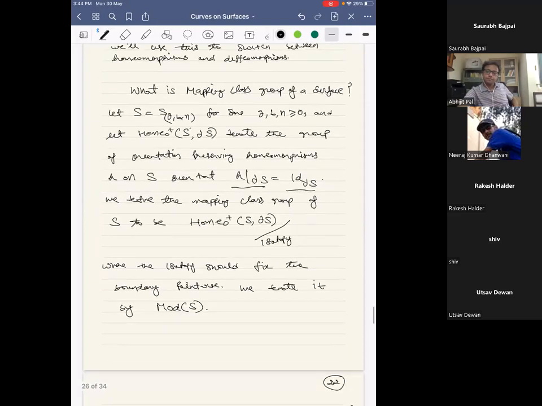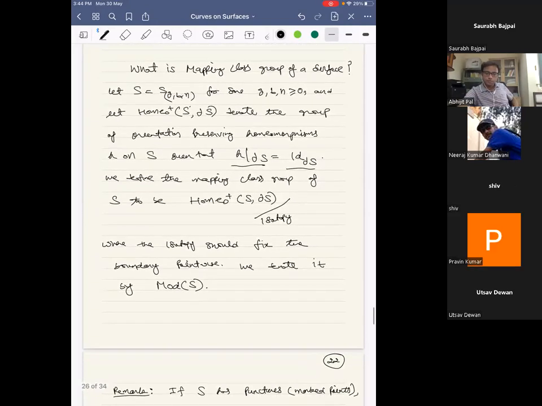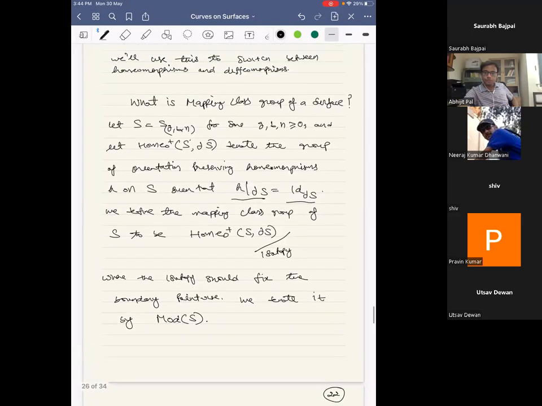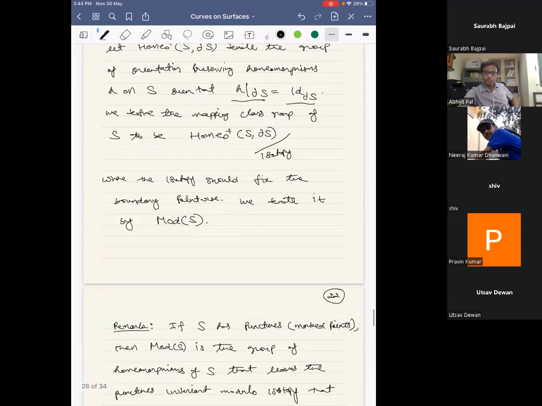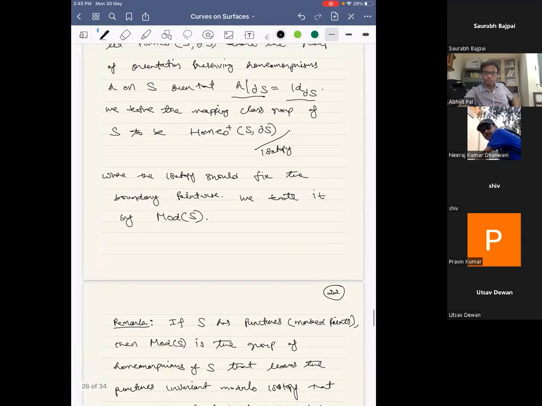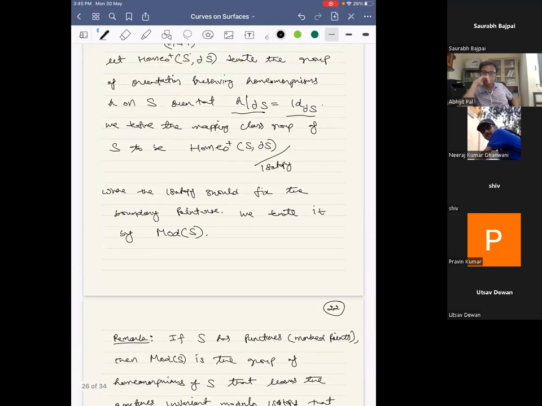Okay. So in definition, puncture has no role, right? So punctures are? In definition, you didn't mention any conditional punctures, right? Yes, I will mention this. This is the next remark. Okay, thank you. So and we fix our notation as mode of S for the mapping class.